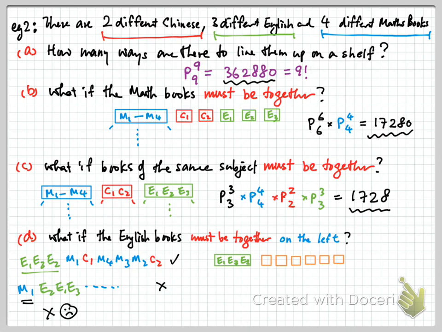Now because the English books cannot move, they must be there. The green box must be on the left-hand side. So the only way you can permute is to permute the orange boxes there, be them Chinese or maths books. To do that, you have 6P6 ways to line up the orange boxes. Do you agree? For each of these orange lineups, you open up the green box and line up the 3 English books. To do that, you have 3P3 ways. So the answer is the product of these 2 numbers, 3P3 times 6P6, and the answer goes to 4,320.